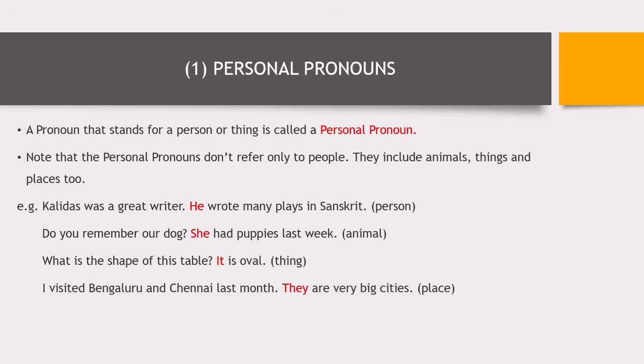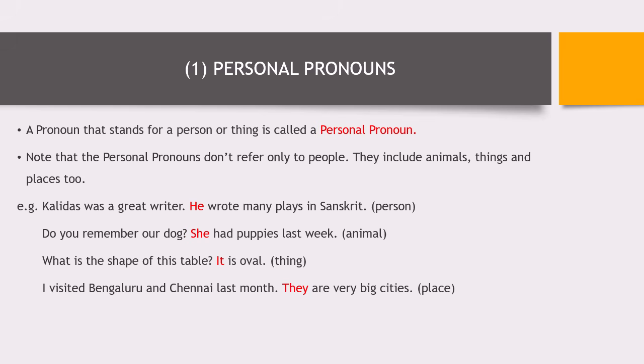Personal pronouns. A pronoun that stands for a person or thing is called a personal pronoun. Note that the personal pronouns don't refer only to people. They include animals, things, and places too. For example, Kalidas was a great writer. He wrote many plays in Sanskrit. Here, he refers to Kalidas, a person.